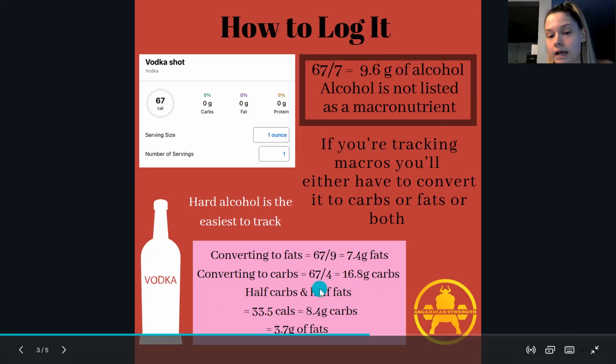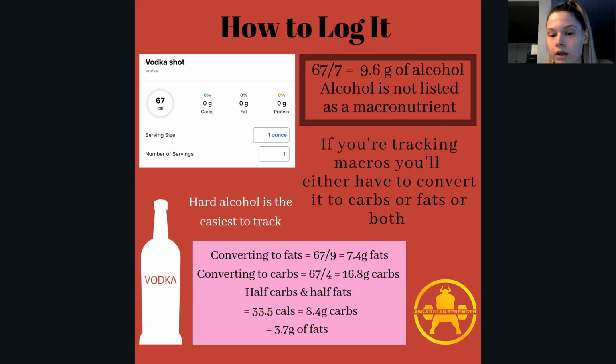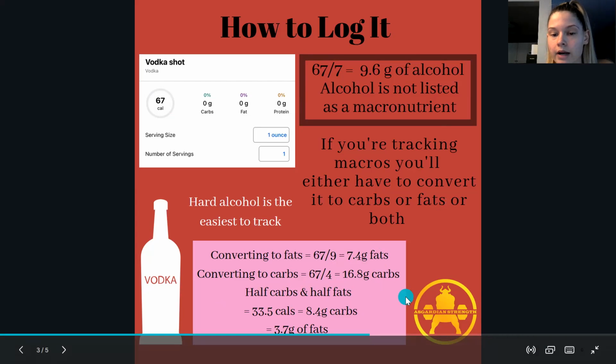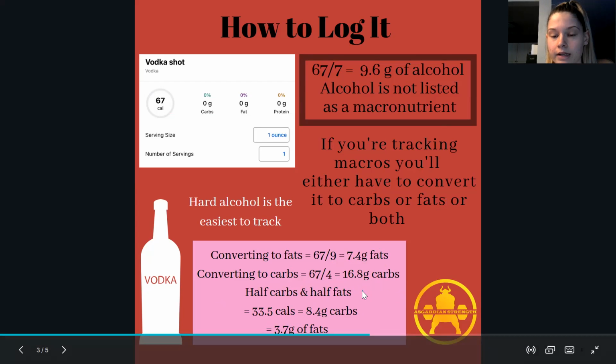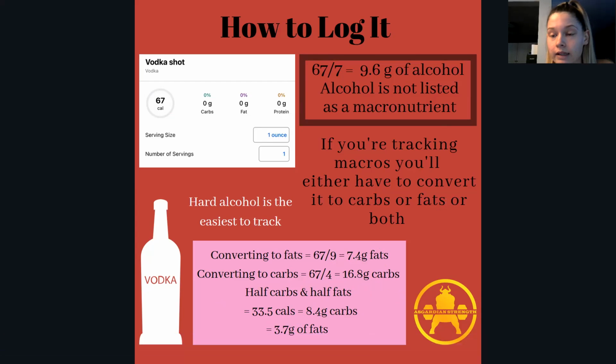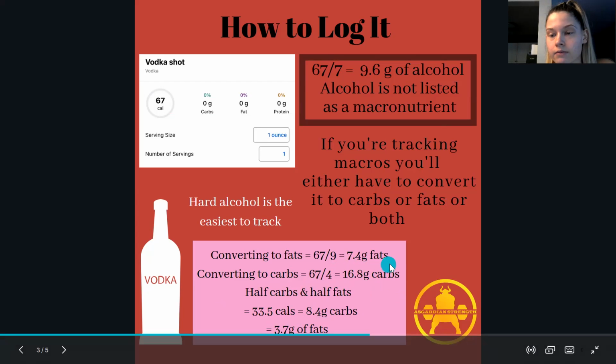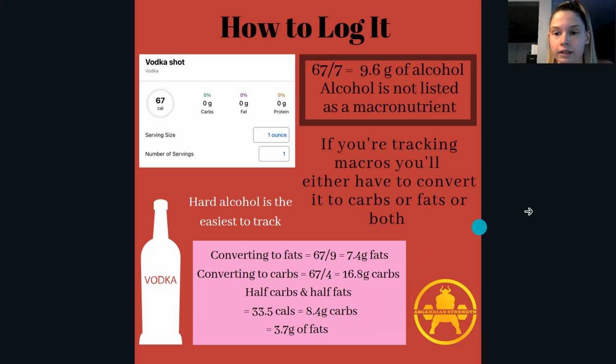If we were to do half carbs, half fats, that would turn out to be 33.5 calories. So we would divide that by 4, which would give us 8.4 grams of carbohydrates. And then if we were to do the 33.5 calories in fats, we would divide that by 9, and that would leave us with 3.7 grams of fats. So total macros would look like either full on 7.4 grams of fat for this one shot of vodka, or 16.8 grams of carbs, or 8.4 grams of carbohydrates and then 3.7 grams of fats for this one shot of vodka.